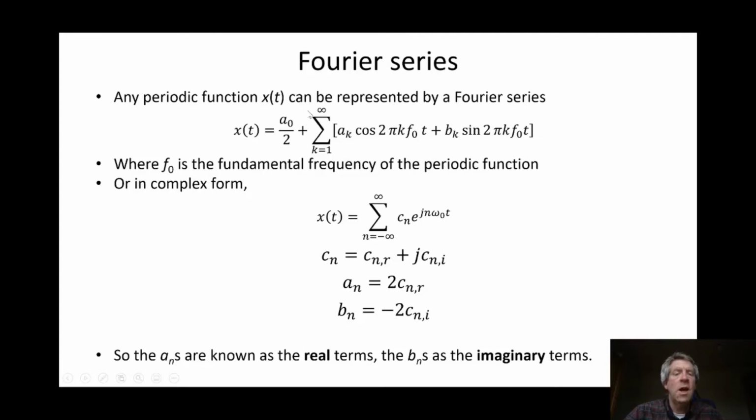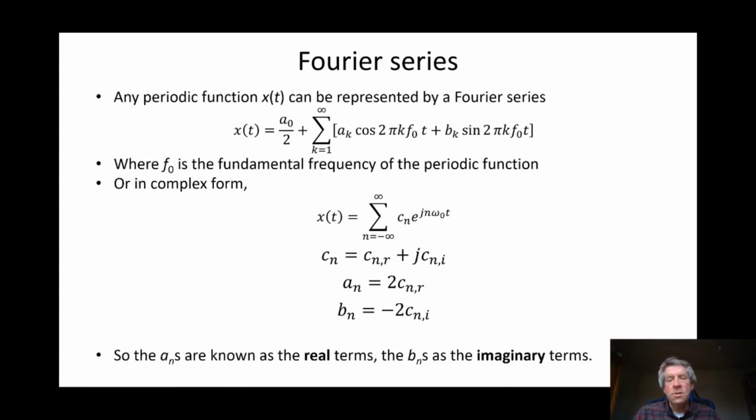A0 over 2 is used here just because it works out quite nice if we're going back and forth to, say, complex notation, or we're looking at ways in which these coefficients from the Fourier series, the AK and the BK terms, can be calculated given a known periodic function. But we're not diving into that. We're showing just enough in order to understand how the oscillator node works.